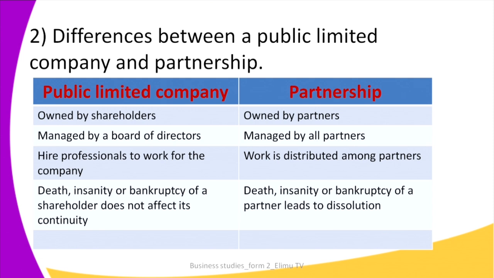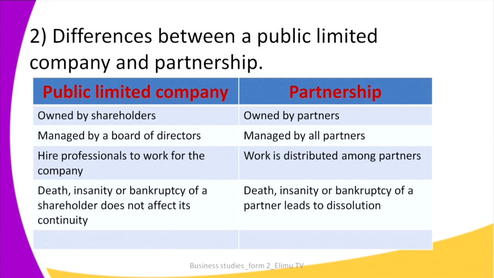And the other difference is that a public limited company hires professionals to work for the company. Remember we said that a company usually gets a lot of capital because it invites the public to come and buy the shares. But in the case of a partnership, you'll find that work is distributed among partners because they are not in a position to hire qualified professionals like it is the case for a public limited company. We are saying they have enough capital, that is in terms of finance, so they are in a position to hire qualified professionals because money is not a problem, which is not the case for a partnership.